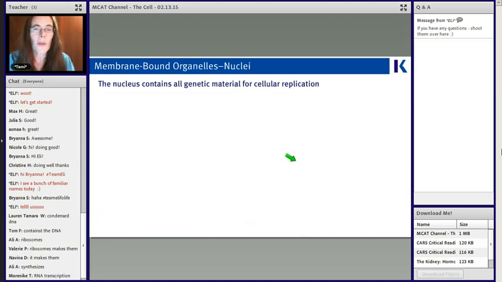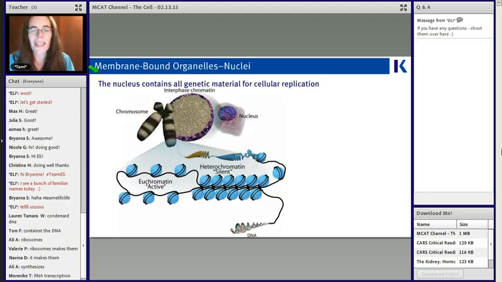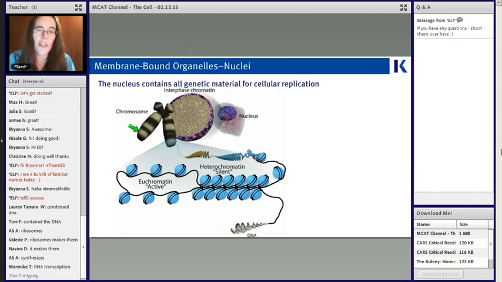So the next thing that we need to talk about within the nuclei is really what that DNA looks like. So we've got our chromosomes, and when we think of a classic chromosome structure, this is the chromosome in its condensed form. That's the form that we see right before we go through mitosis, right before we go through meiosis. So this is that nice condensed form.